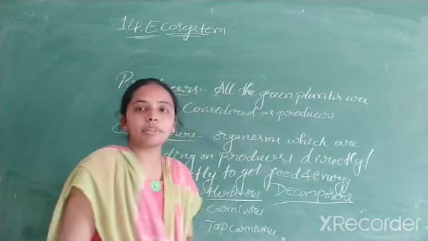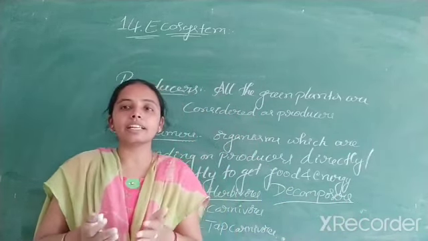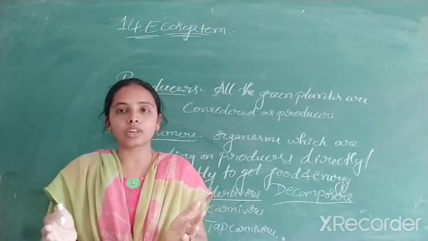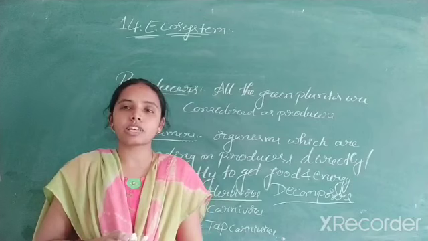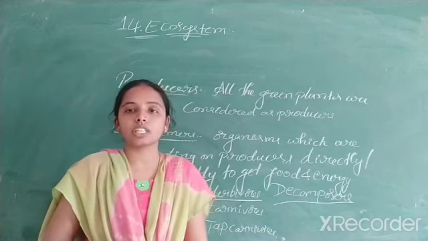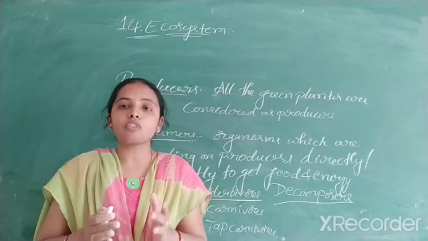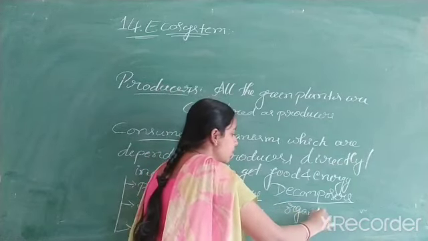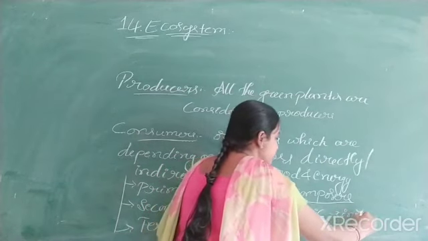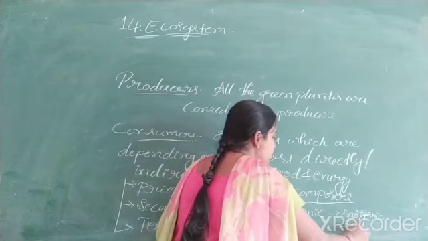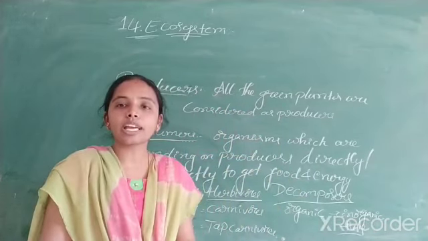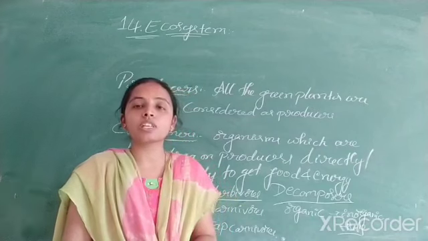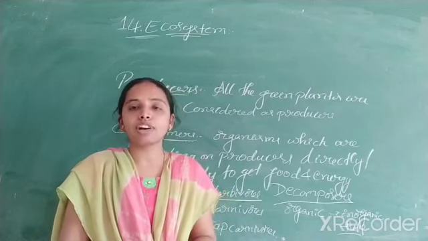Decomposers, for example bacteria and fungi. They act on dead and decaying organic matter. They break down complex organic substances and convert them into simple inorganic substances. The organisms which are helpful in conversion of complex organic substance into simple inorganic substance are called decomposers. Examples for decomposers are bacteria and fungi.